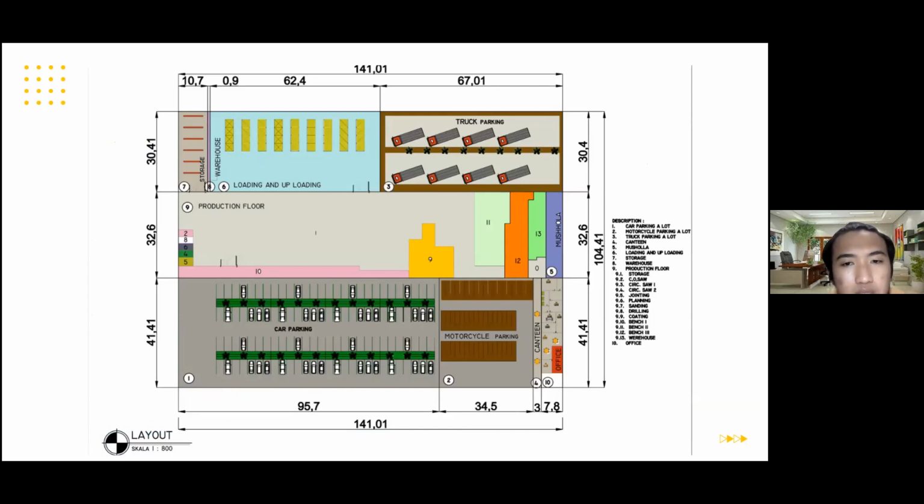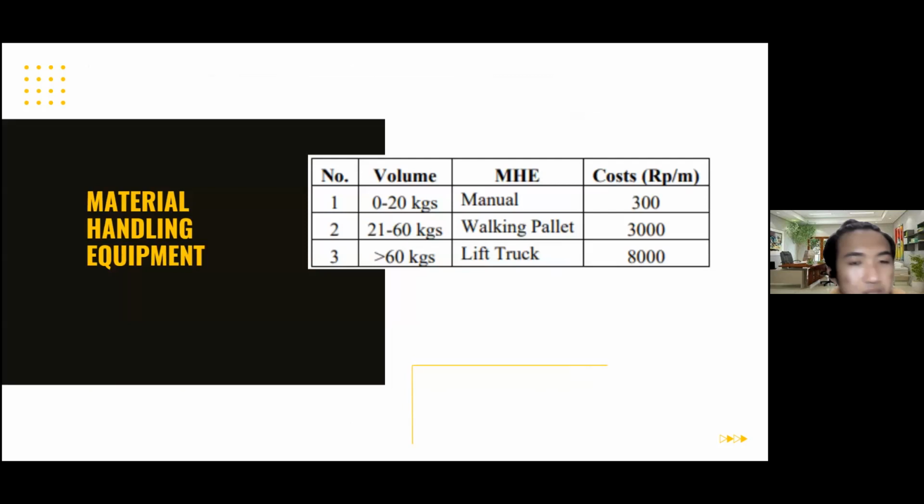And this is the layout that we have made based on determining the plant layout, production floor layout, and office. As you can see, on the right side there is an agenda, and on the left side is the layout with the scale measurement. The next slide will be presented by my friend.